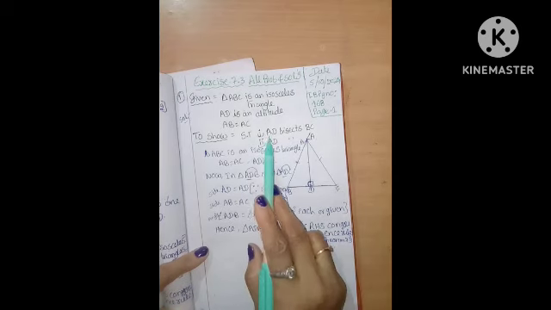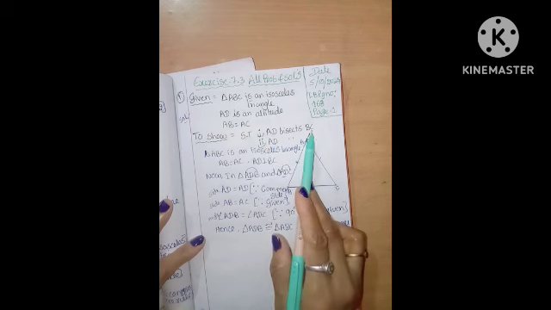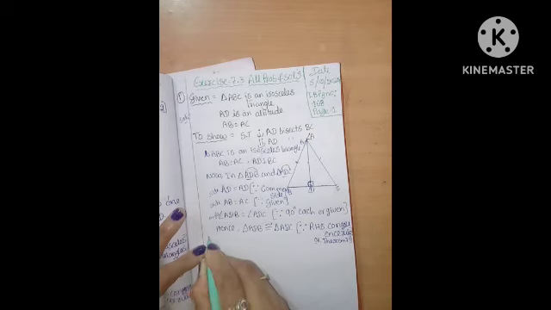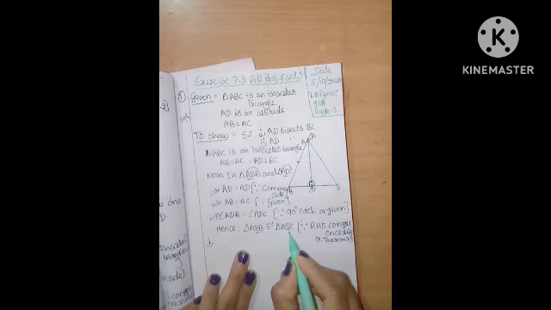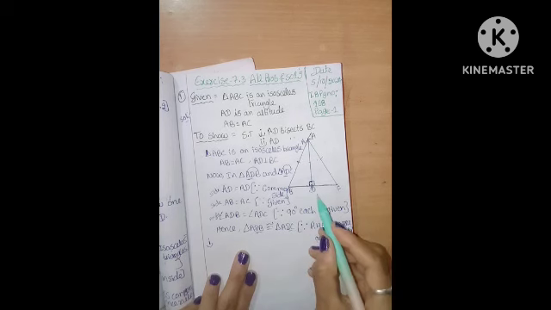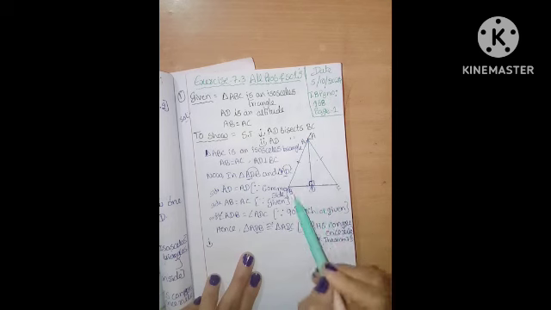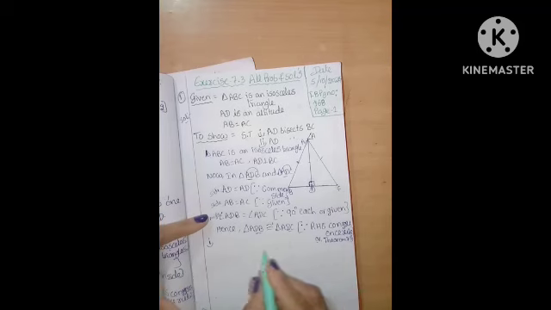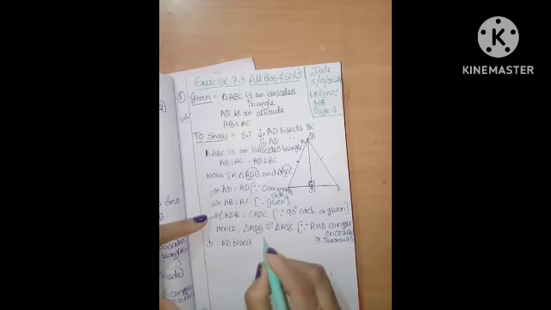But in the given question, what we need to prove is that AD bisects BC. So that's the first question, AD bisects BC. Here it is BD equal to DC. Why are they equal? Because AD bisects BC, so this side is equal. First question, AD bisects BC. We need to prove this.